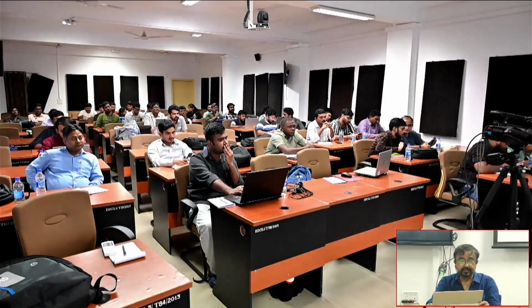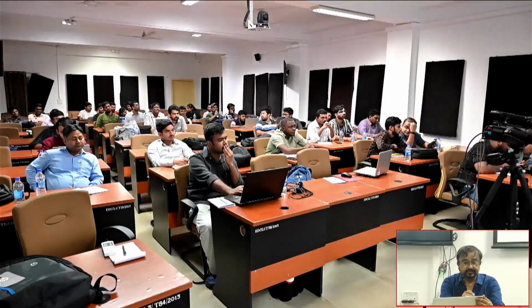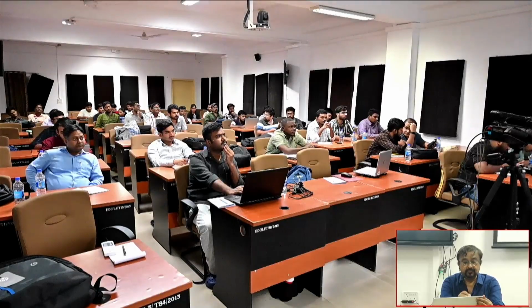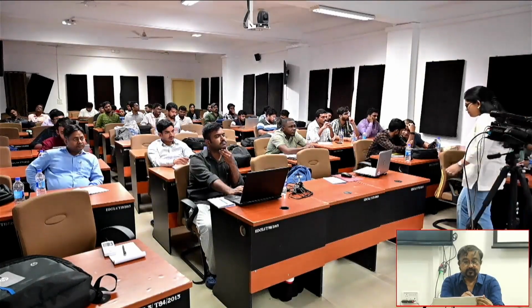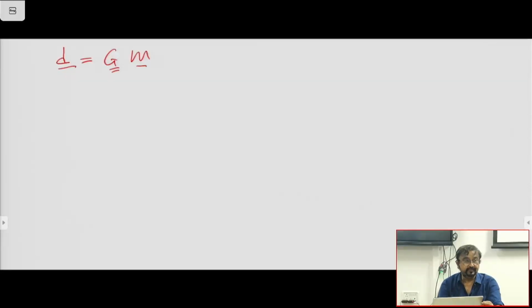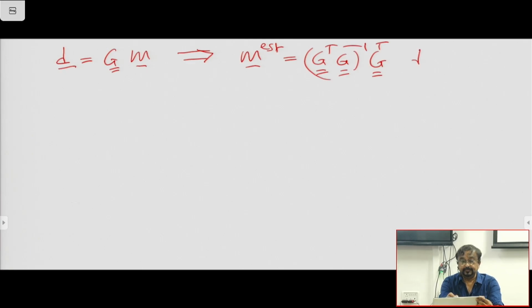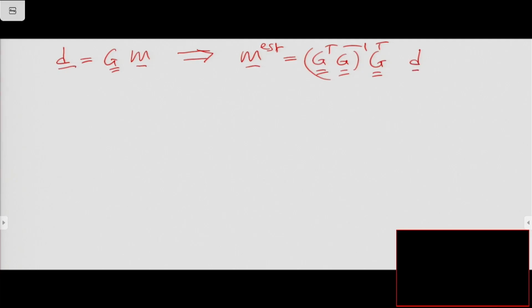Okay, so what we have here is our data D, our model M, and our forward model is D equals GM, right? And what we basically showed you is that M estimated is GT G inverse GT on D. Okay? So, what is G?